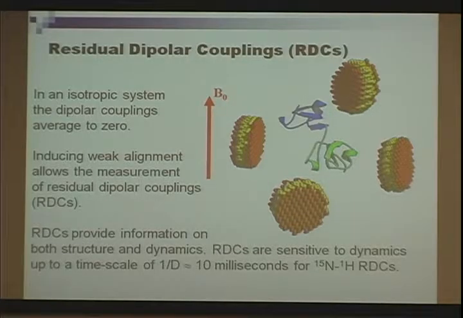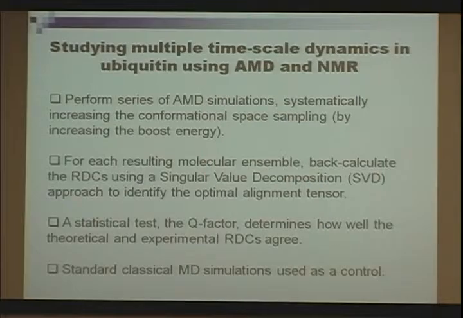We have spin relaxation, which is probing picosecond to nanosecond dynamics, and we have residual dipolar couplings that are probing dynamics up to 10 milliseconds. So the basic idea of the project for ubiquitin was to perform a series of accelerated molecular dynamics simulations and systematically increase the conformational space that we're sampling by accelerating more and more aggressively.